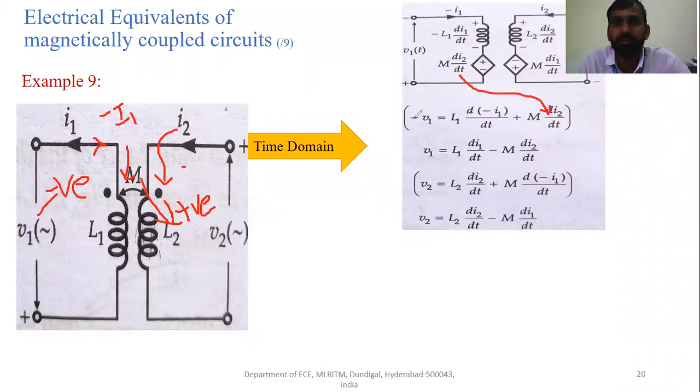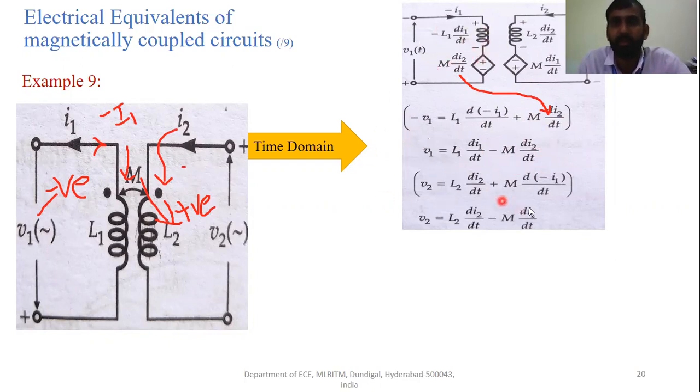So minus is converted into the right hand side. So V1 is going to become L1 minus into minus. This minus into minus is going to become plus. That means V1 is equal to L1 di1 by dt. And this plus is going to become minus if you send this minus this side. So minus M di2 by dt. This is going to be our final equation with respect to the loop 1.